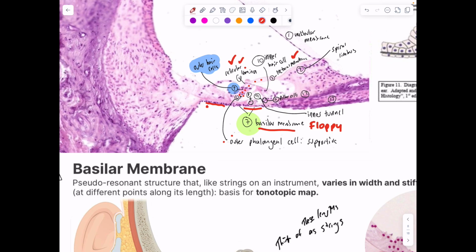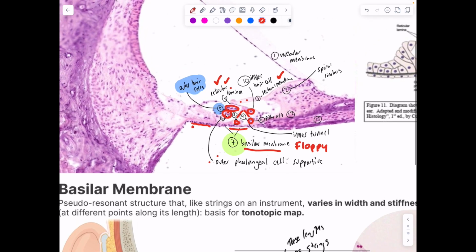All right, so just to recognize some cells, our hair cells are right here. Phalangeal cells are right below them. They're supporting cells. Here we have something called the inner tunnel, and below that we have pillar cells, and the function of those I believe we have not covered in the lecture. Here's inner hair cell, so this direction is inner, and this direction is outer.